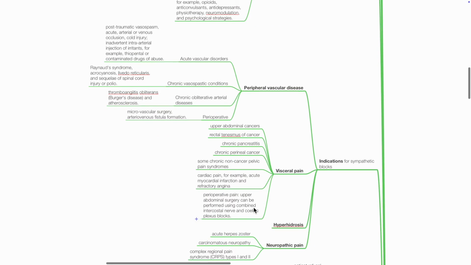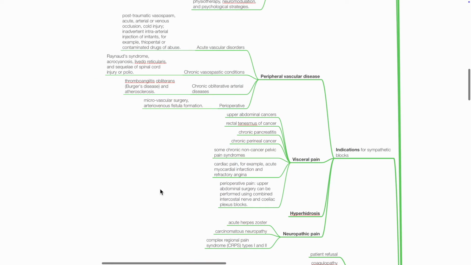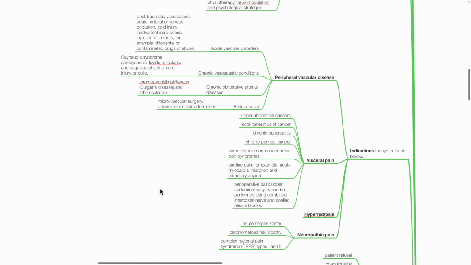Indications for sympathetic blocks: peripheral vascular disease, visceral pain, hyperhidrosis, and neuropathic pain.